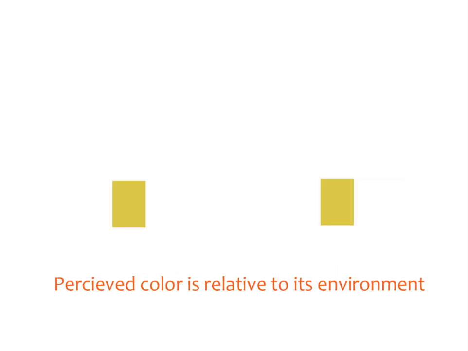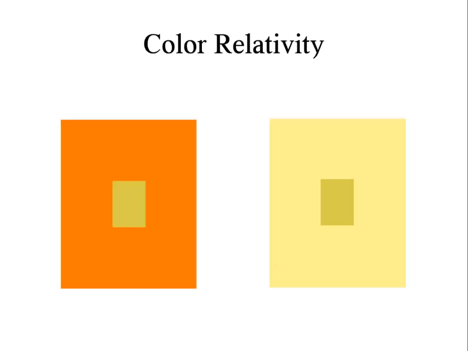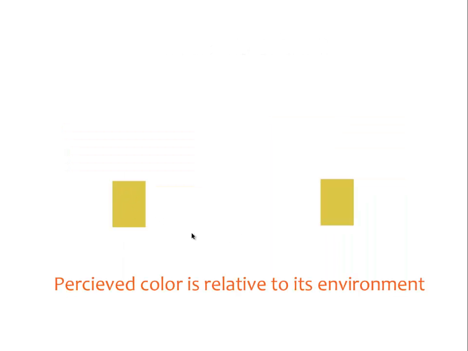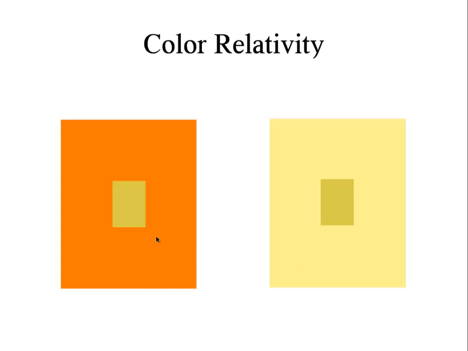But when surrounded by different values, they look different from each other. So it's the same for color. Here you have the same swatch of color, but when they are surrounded by different colors, they appear to be quite different in value, and also a little bit different in hue.